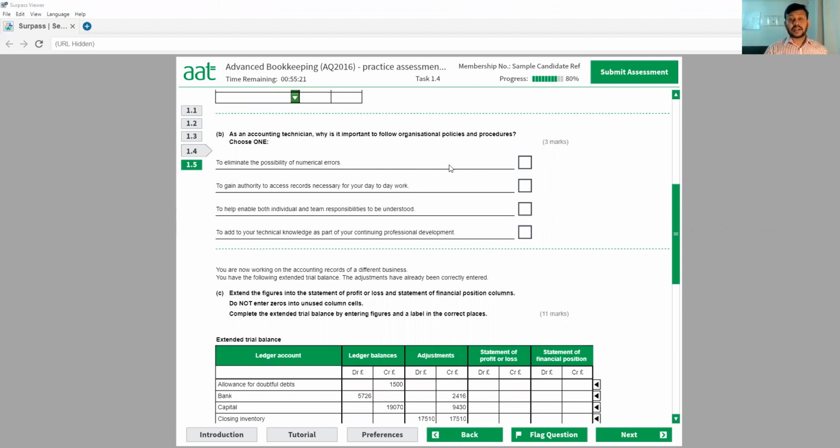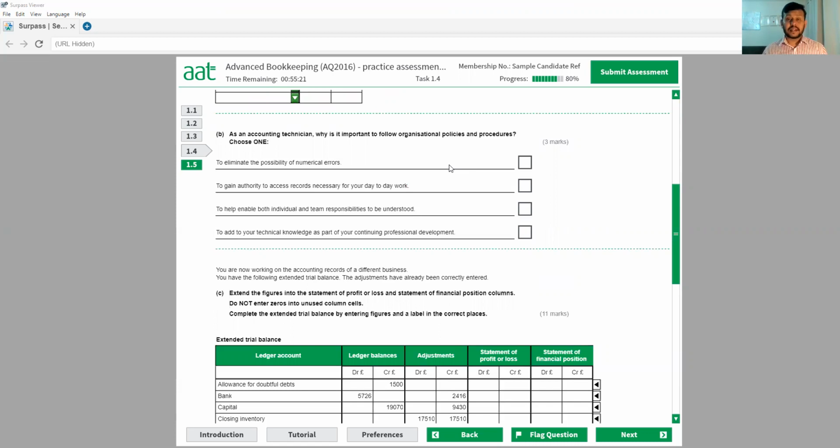So every organization has a different policy. For example, some organizations say you have to wear the white shirt, the blue pants and the red tie. Some organizations can say you have to be at work 10 minutes before they start. So every organization has a different sort of policy and procedure.